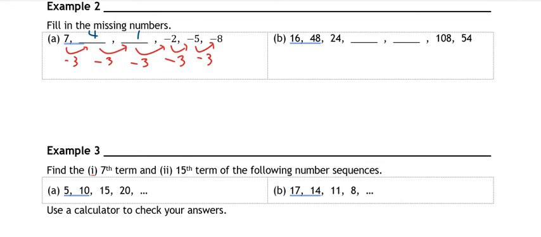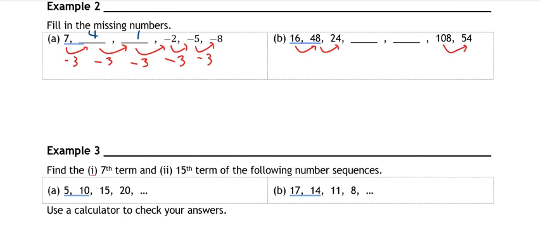Alright, so let's have a look at part B. Here, you can see for the first three numbers, 16 to 48, the number is increasing. But after that, 48 into 24, it is decreasing, right? And the last numbers, 108 and 54, are also decreasing.